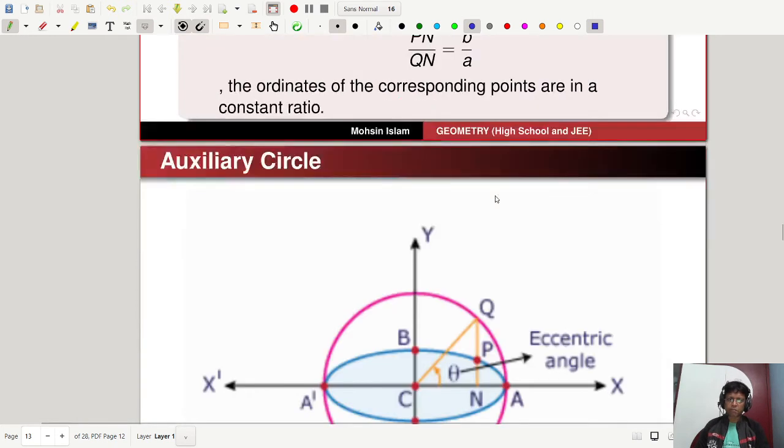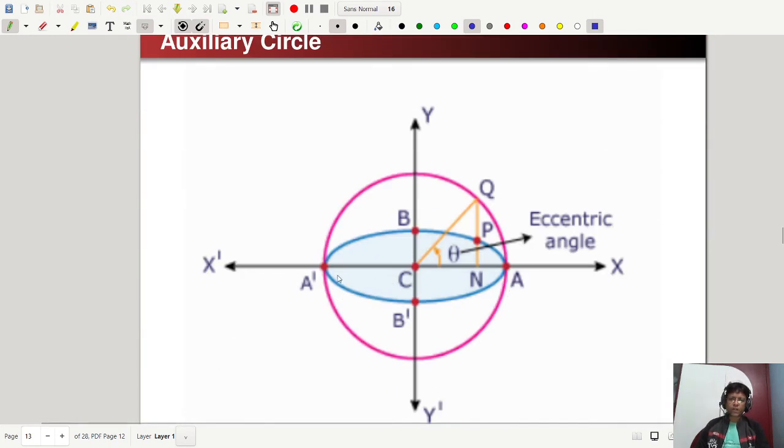Let's have a diagram. Yeah, you see this is your major axis, A A dash is the major axis. So if you take the major axis as the diameter and draw a circle, that circle is called the auxiliary circle of the ellipse. This pink circle is called the auxiliary circle of the ellipse, right?